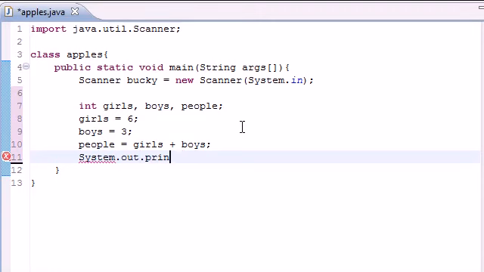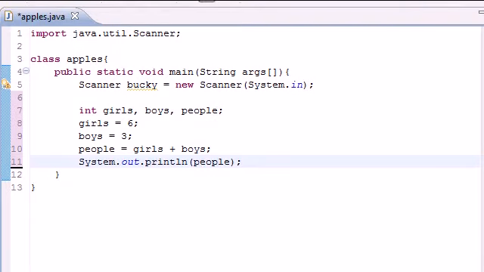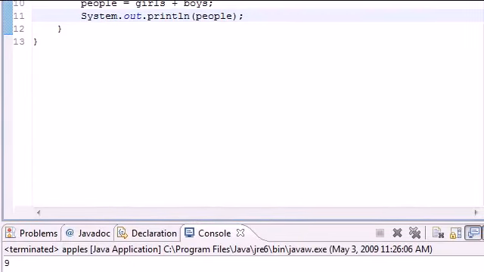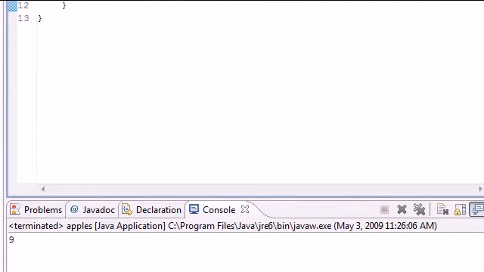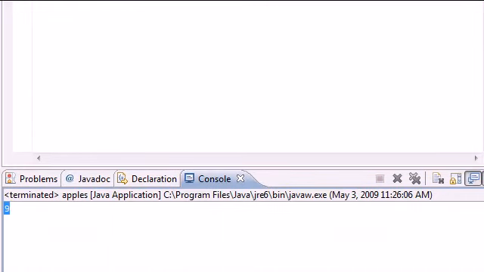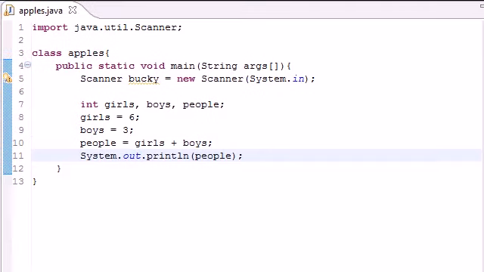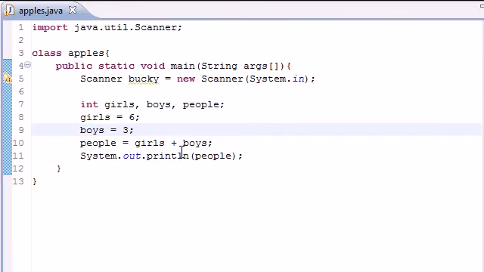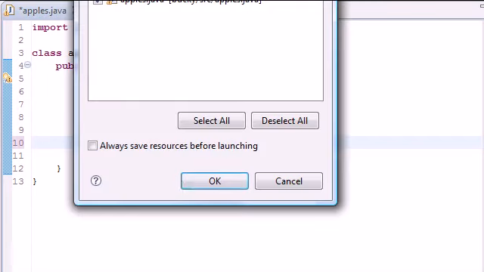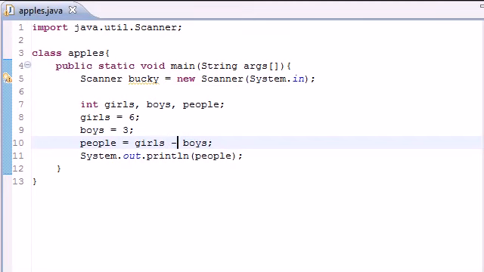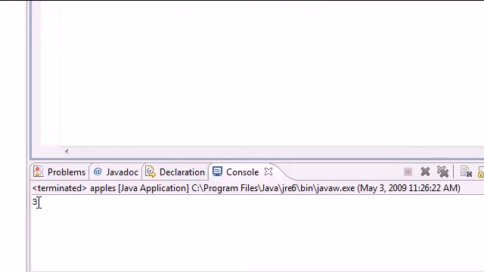So we put system.out.println, and in our parameter go ahead and put people. And now if we go ahead and run this, we get 9, since 6 plus 3 is 9. And so that is how you can use addition with Java. But addition isn't the only thing you can use. You can use minus or subtraction to get the difference, which 6 minus 3 is 3.